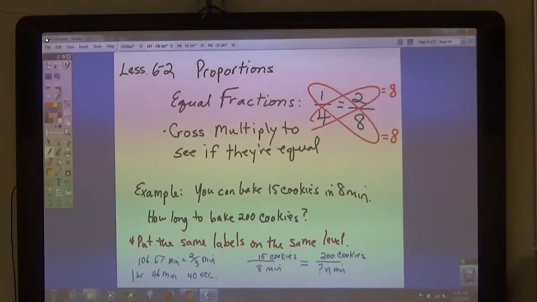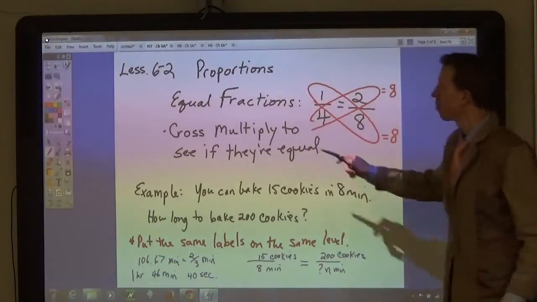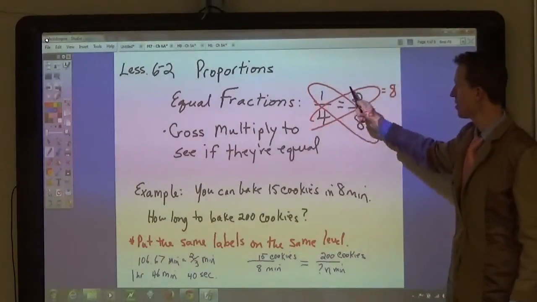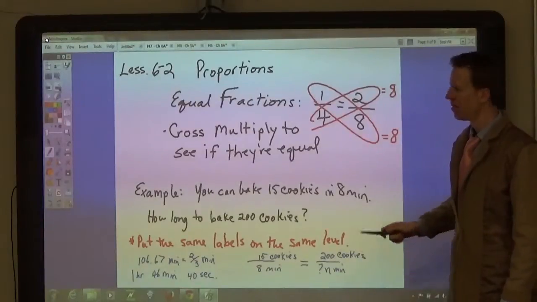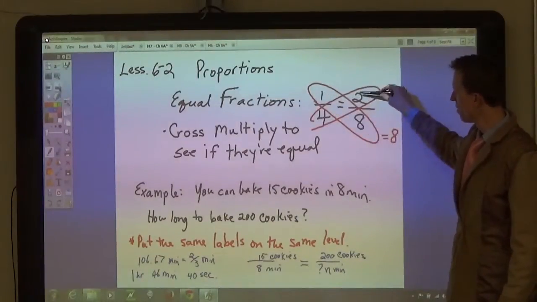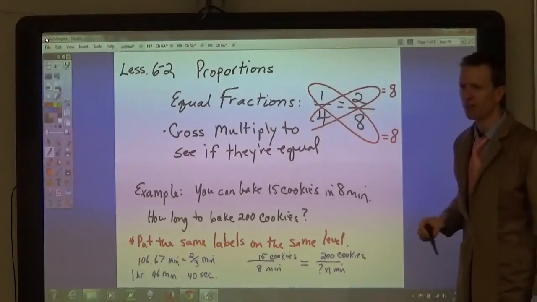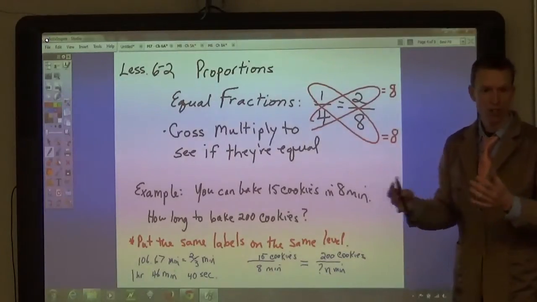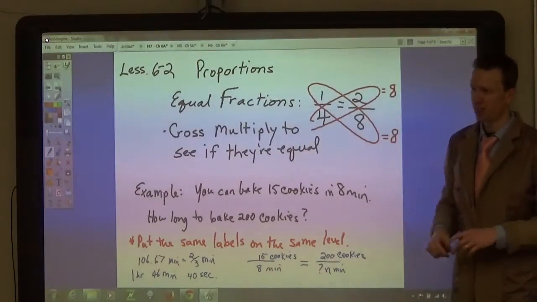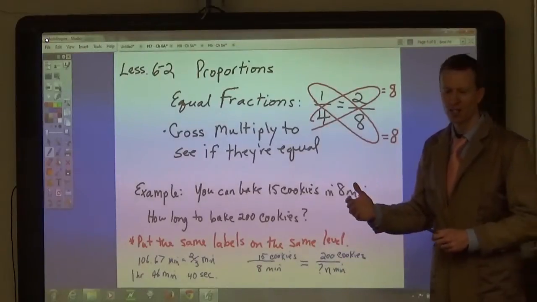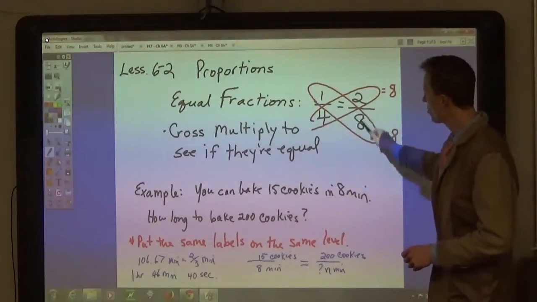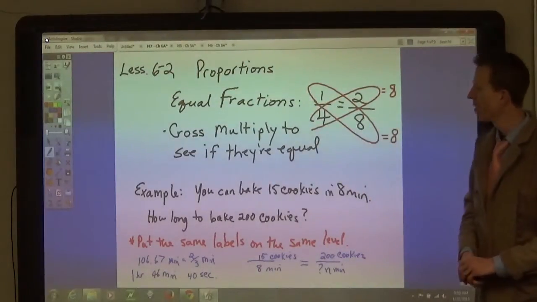All right, 7th graders. In lesson 6.2, we're going to talk about what are called proportions. Proportions are equal fractions. Proportions are like 1/4 equals 2/8. So we've been working with proportions, and you didn't even know it. When you were finding equal fractions or equal amounts, you were finding a proportion.